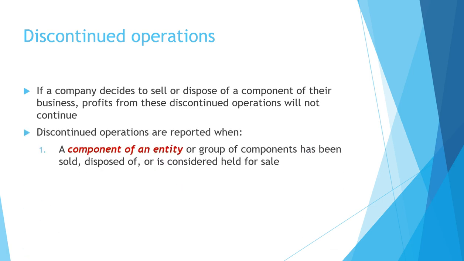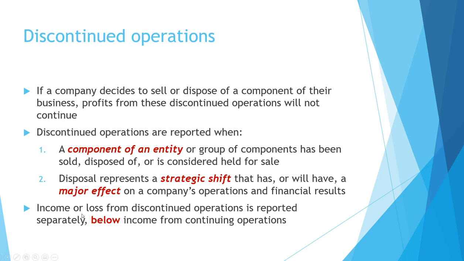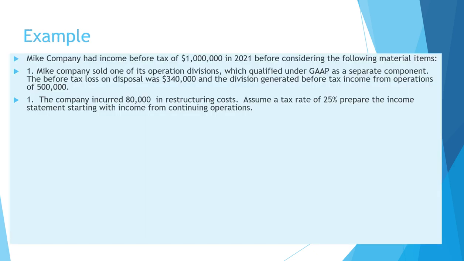Okay. A component of an entity or group of components has been sold or disposed of, or is considered held for sale. Disposal represents a strategic shift that has or will have a major effect on a company's operations and financial results. Income or loss from discontinued operations is reported separately below income from continuing operations and is always shown net of tax. So now let's walk through an example.